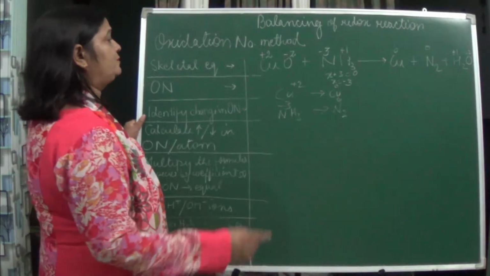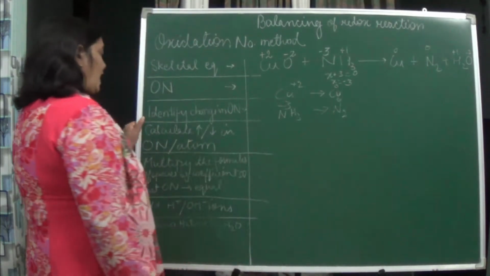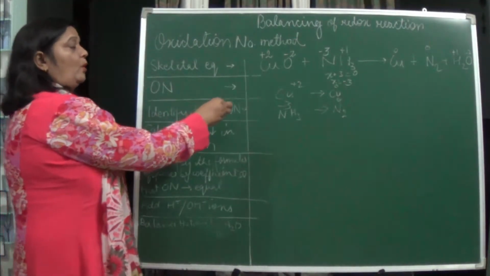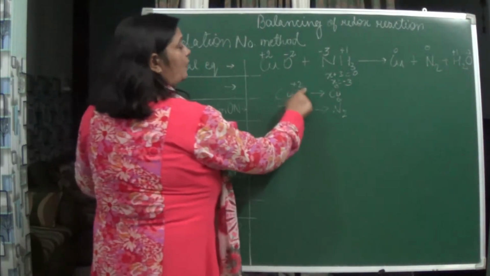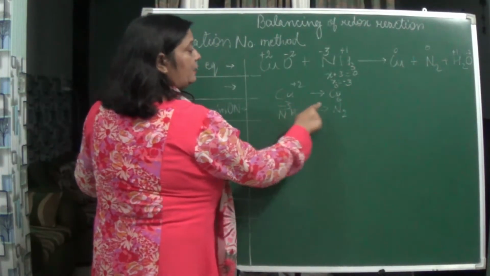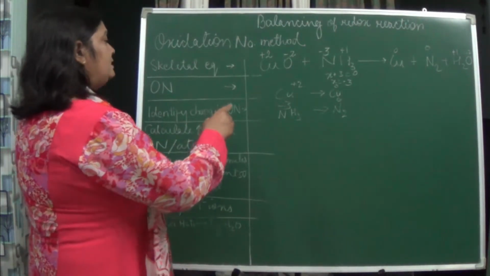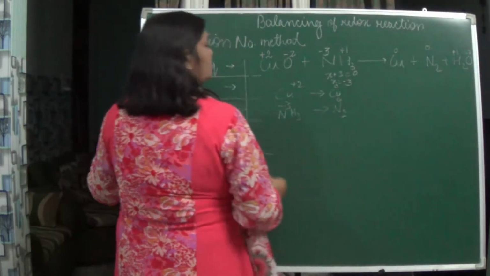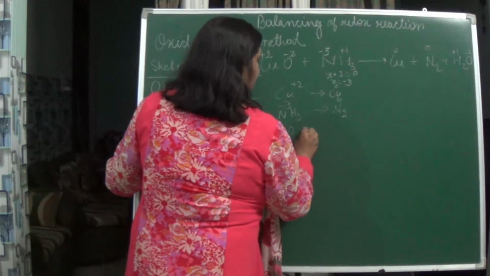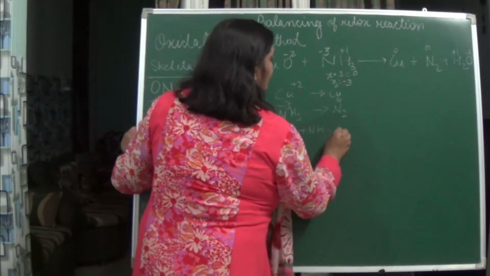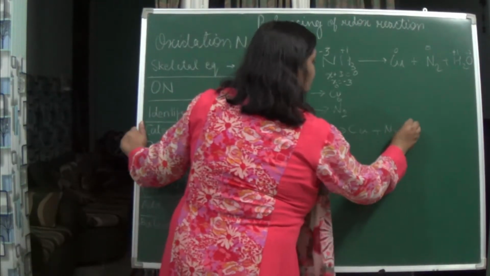As there is a change in oxidation numbers, you have seen what is happening here. This +2 becomes 0; it is being reduced. Here -3 to 0; it is being oxidized. Now you have to balance the atoms. How will you balance it? The equation is CuO plus NH3 gives Cu plus N2 plus H2O. This is only this, isn't it?